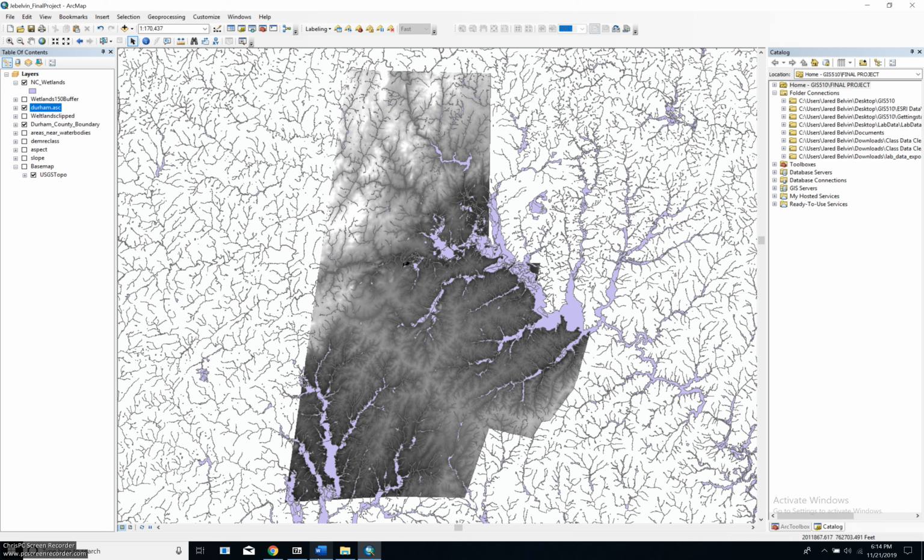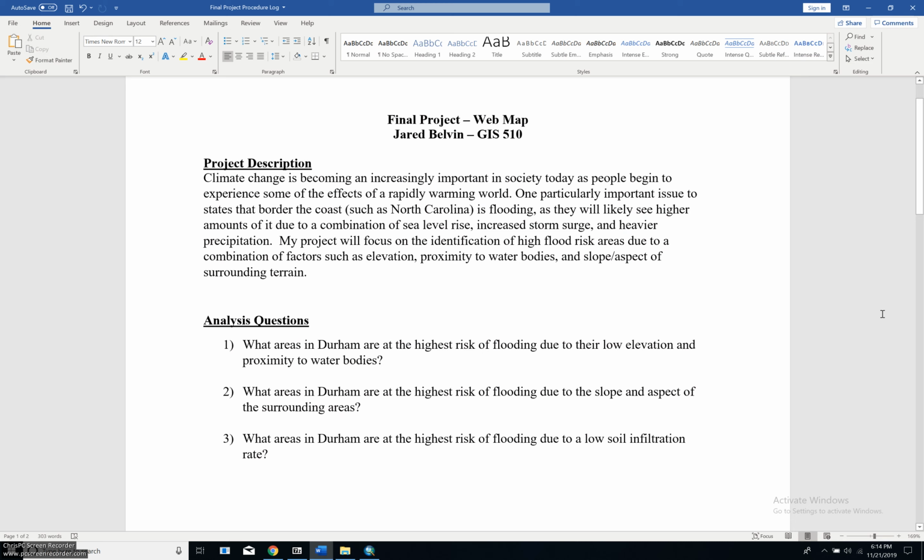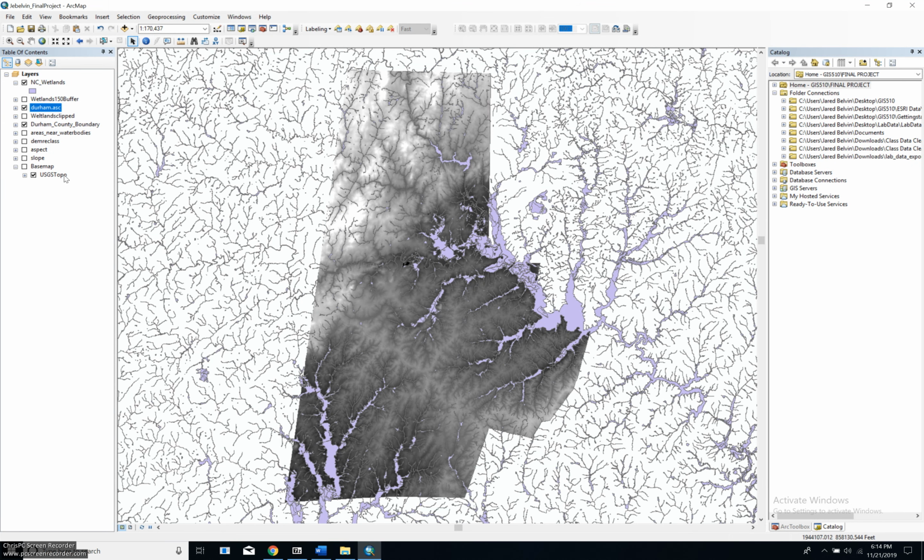So if we look at my questions, I wanted to tackle this problem in three phases. The first is, what are the areas in Durham that are at highest risk of flooding due to low elevation and proximity to water bodies? Second, what are the areas in Durham that are at high risk of flooding due to slope and aspect of the surrounding areas funneling precipitation towards that area? And third, what are the areas in Durham that are at the highest risk of flooding due to a low soil infiltration rate?